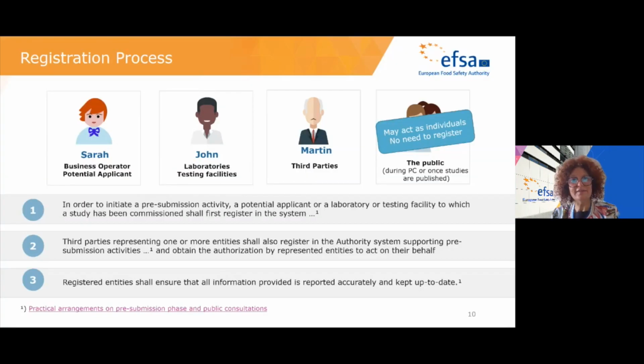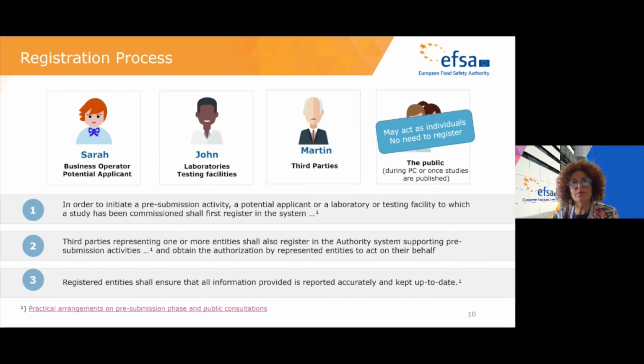Okay, so if we go in the detail now, a little more we are entering. So we have seen the workflow, we have seen the tool. The first step to access these tools that have been developed for the business operator is to register yourself as an organization, as an entity. And you can register as a business operator, future applicant. You can register as a laboratory or testing facility. You can register a third party that will work on behalf of one of you. And also we have the public, but perhaps for today we will concentrate on this part.